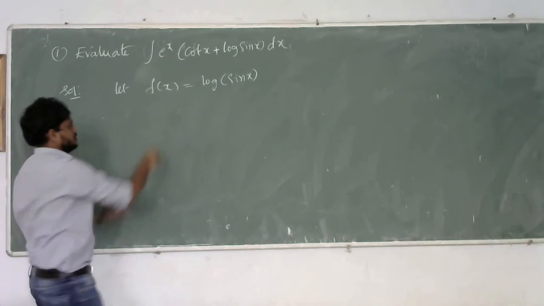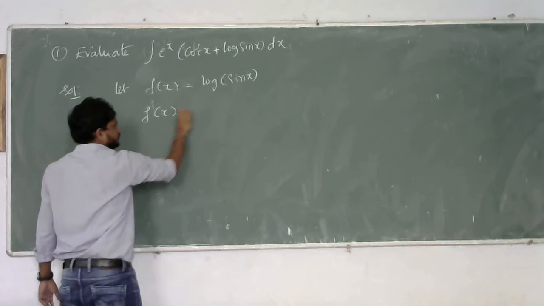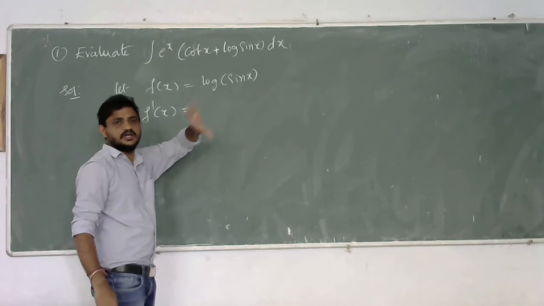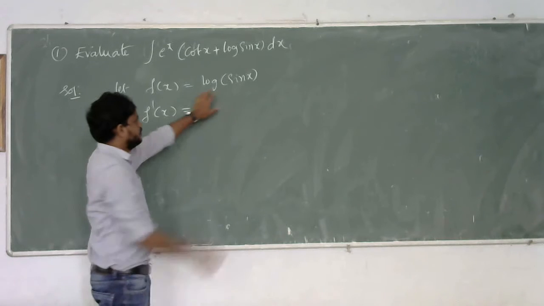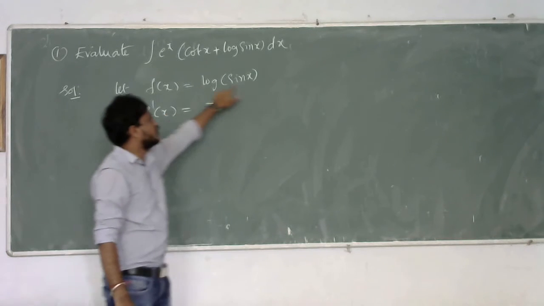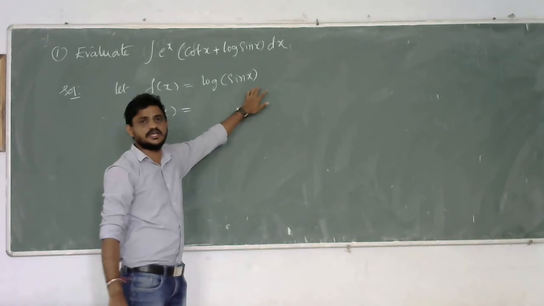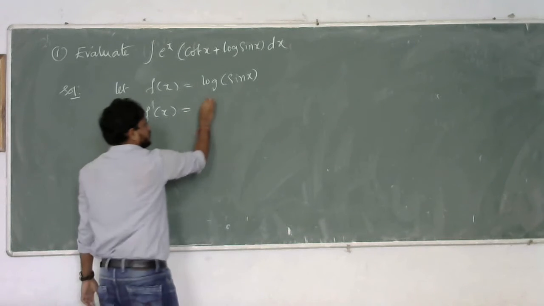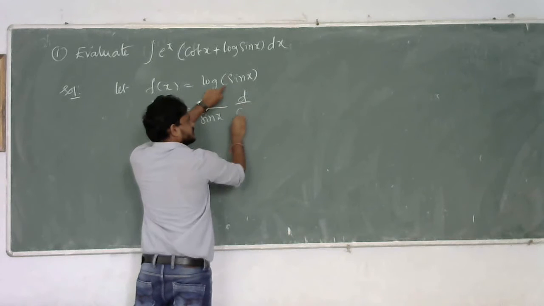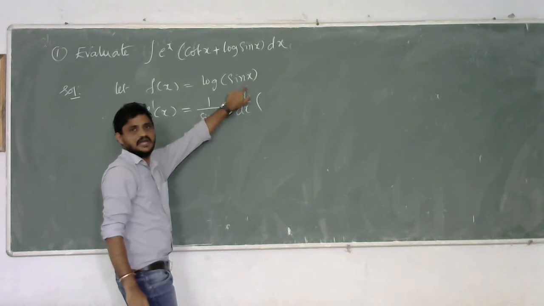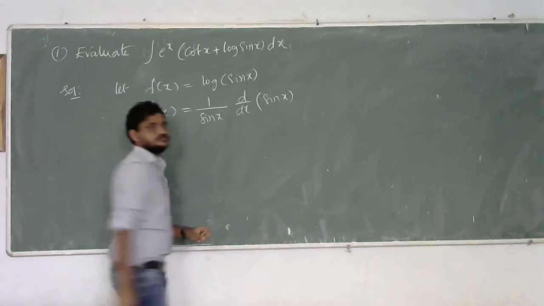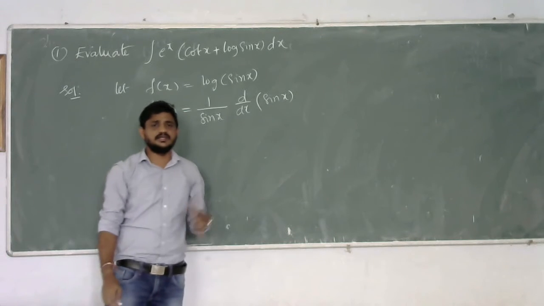Then differentiate this function. So f dash of x equals the differentiation of log sin x. Directly we cannot solve, so we have to use the chain rule method. First consider this sin x value as x. Then differentiation of log x becomes 1 by x, that means 1 by sin x. Again we have to differentiate this inner term, that is dy by dx of sin x. We are using the chain rule method here.